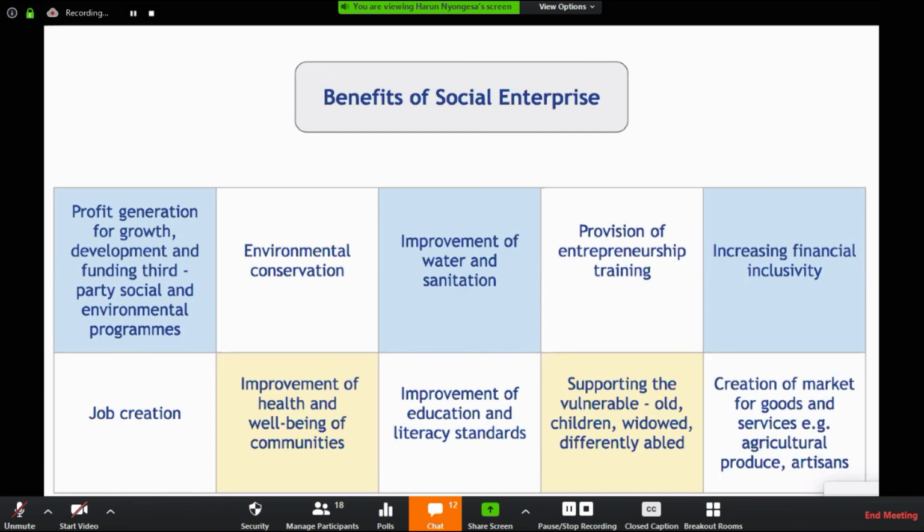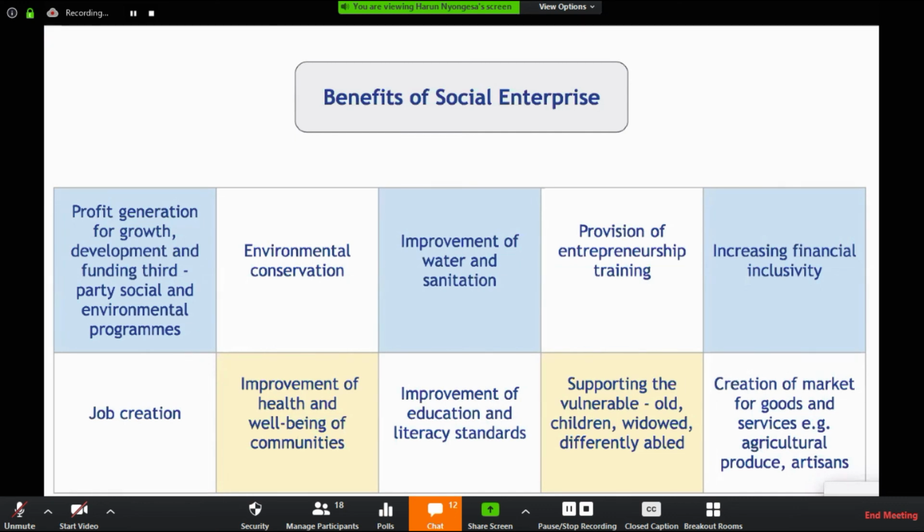We even have an example that I want to give of the Bridge Academies, which were unfortunately closed. But I believe those were an example of a social enterprise. They were very affordable to many parents in the underprivileged communities. I believe their fees were about 500 shillings per month, which most Kenyans can afford, even in slums and the poor communities.